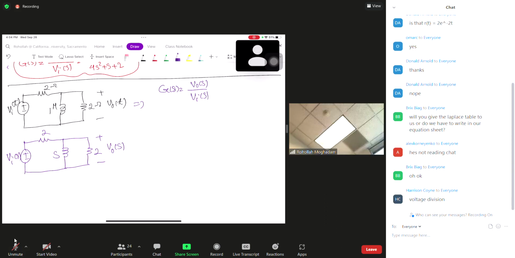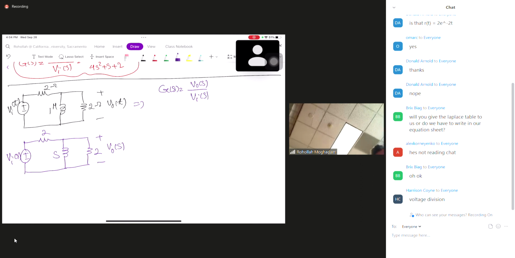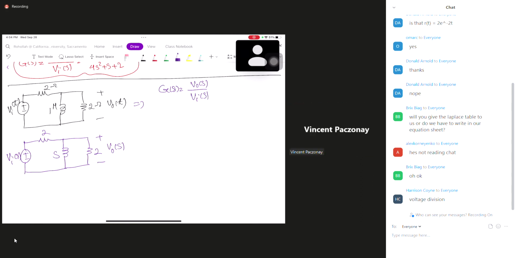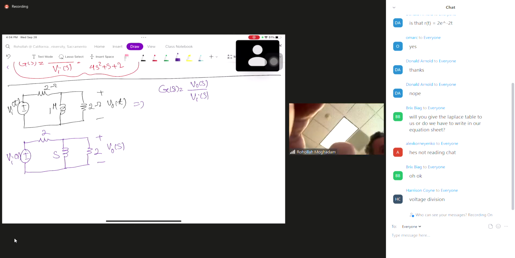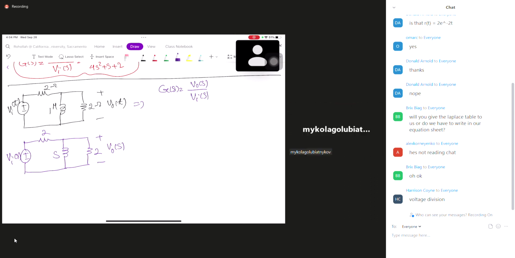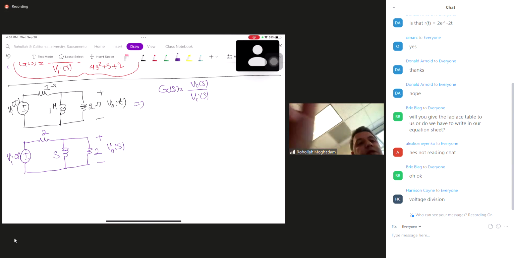Vincent, what is that? Combine the impedances. They're in parallel, so we can do that. That is correct. And then what would be the next step? Find by voltage division. Perfect. That is correct.